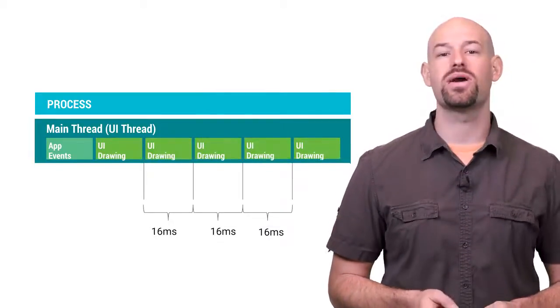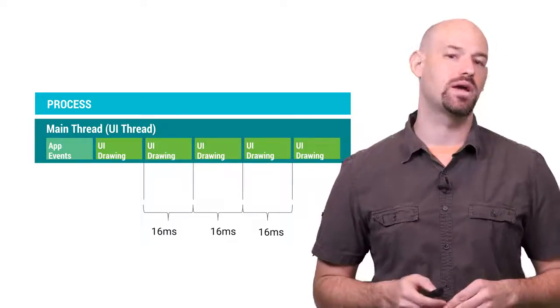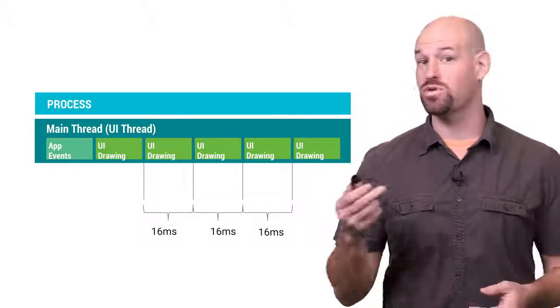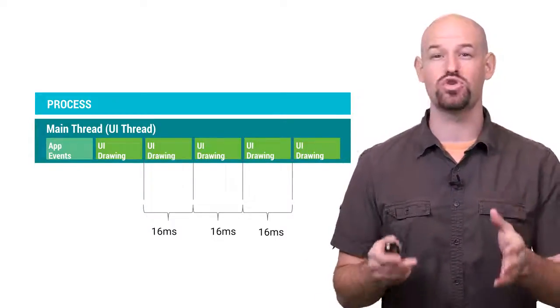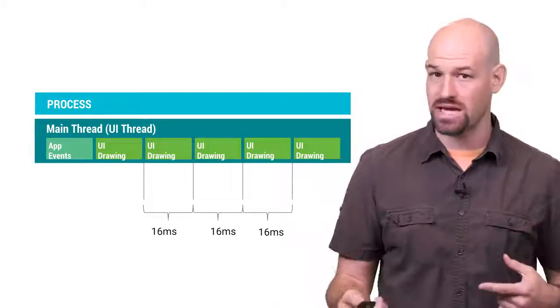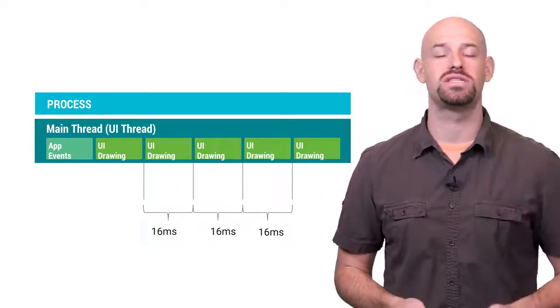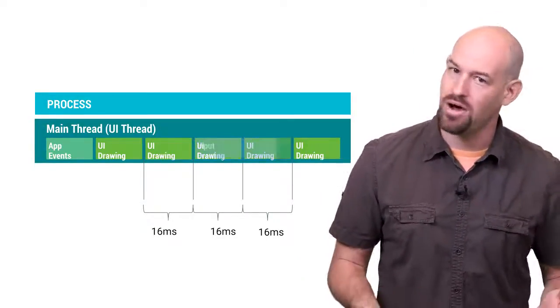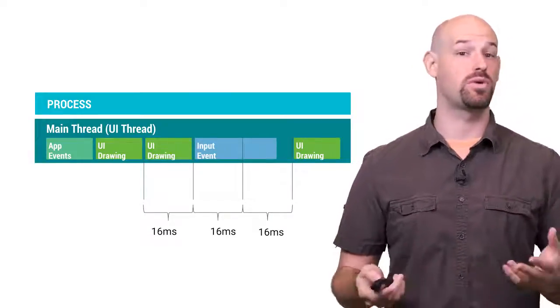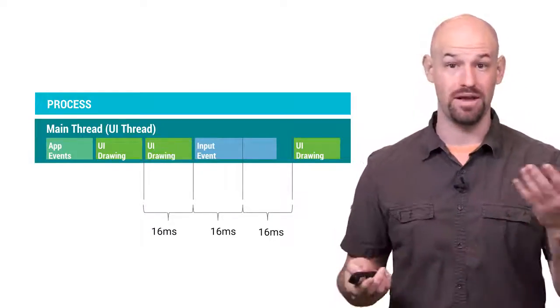And don't forget that the main thread is also where most of the screen rendering occurs. While an animation or screen update is occurring, the system will try to draw the screen every 16 milliseconds or so to achieve smooth 60 frames per second. The problem is that this is happening while the thread is also responding to app input events.